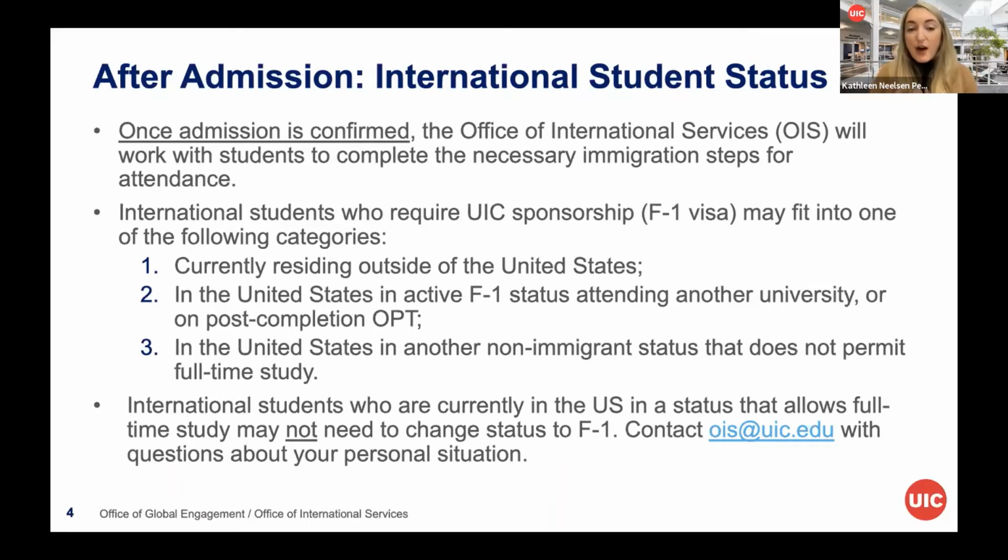You may be residing outside of the United States. You may be inside the United States in active F1 status. Maybe you've been attending another university in the United States, or you're on post-completion OPT currently. Or you may be in the United States in another non-immigrant status that doesn't permit full-time study. If you fit one of these 3 categories, you would have to work with our office after you've been admitted.